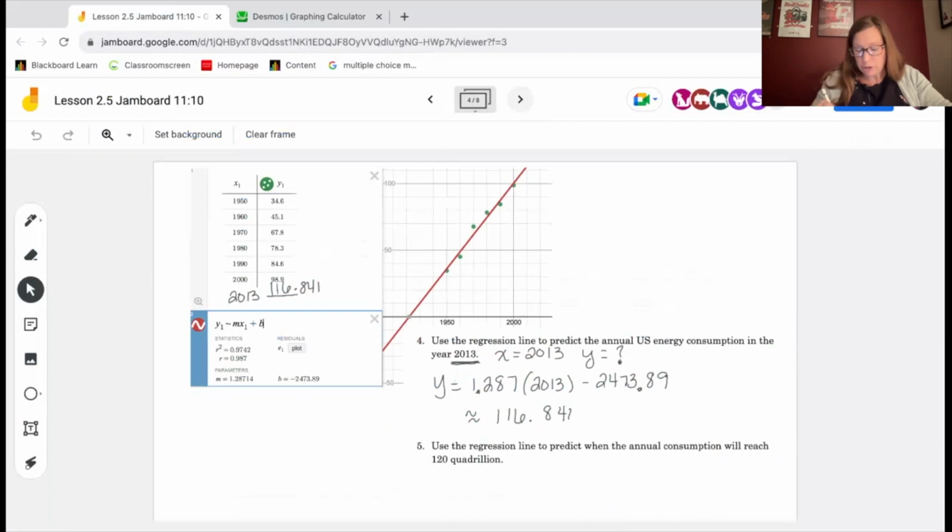Now use the regression line to go backwards and predict when the annual consumption will reach 120. Predict the annual consumption. So what is the year in which we will reach 120 quadrillion?